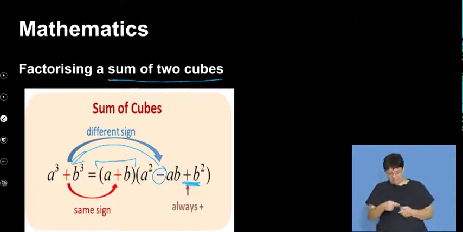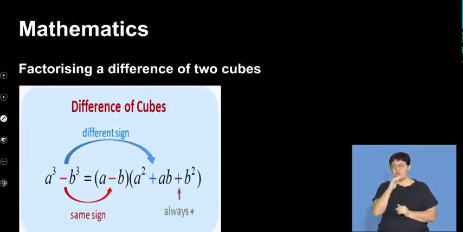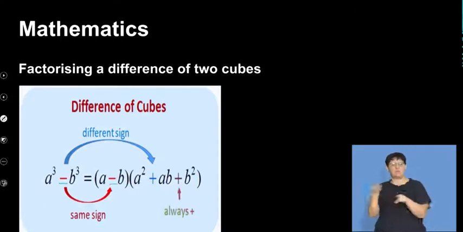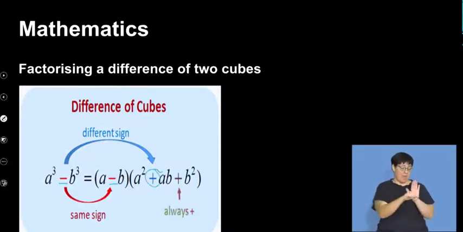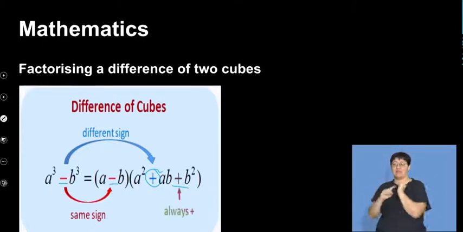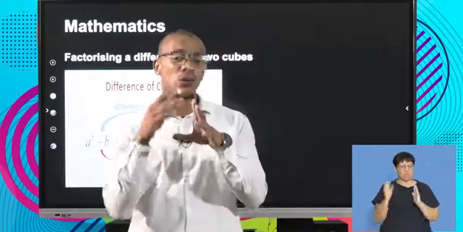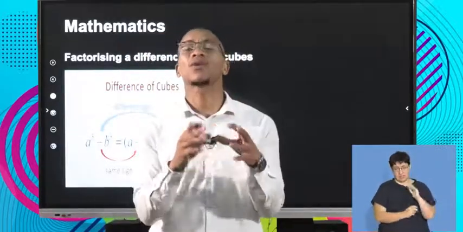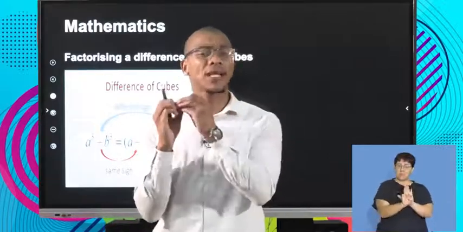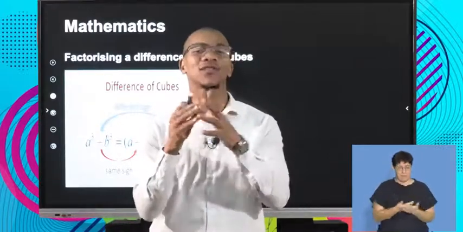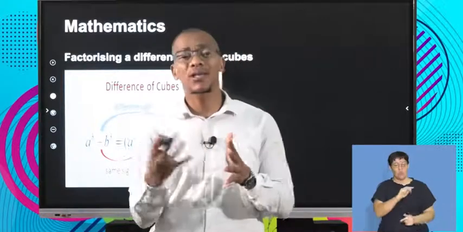And for the difference of cubes, it is more or less the same rule. If it's a minus here, the first bracket must be a minus. The second term there will always be the opposite of that, meaning plus, but the last term will always be a plus. So please just jot down these rules. I will show you when we do examples how exactly you apply this when trying to factorize the sum of cubes or the difference of cubes.